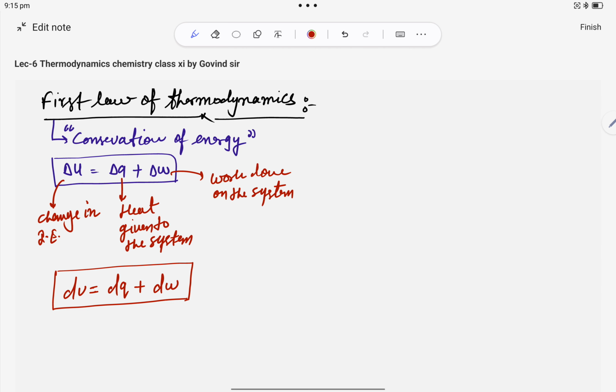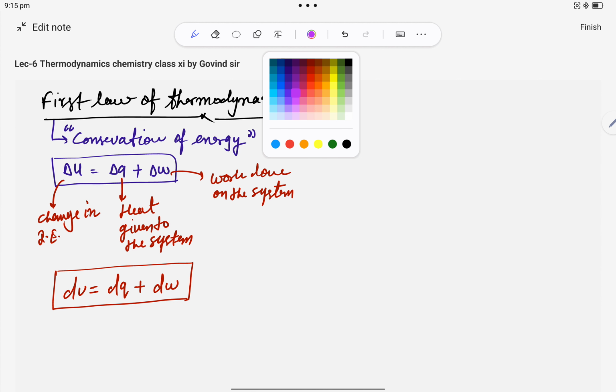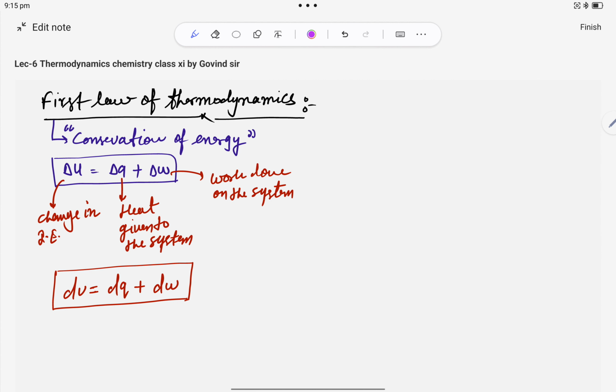So today the moment came to discuss internal energy. Focus on it, it's going to be very interesting. Here we are going to discuss internal energy. So think about it. What is internal energy?